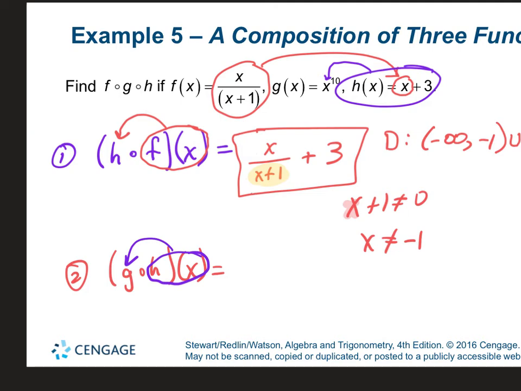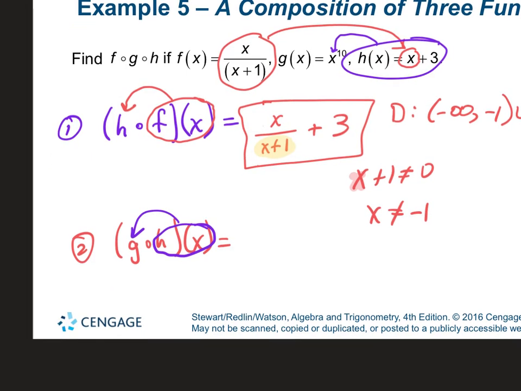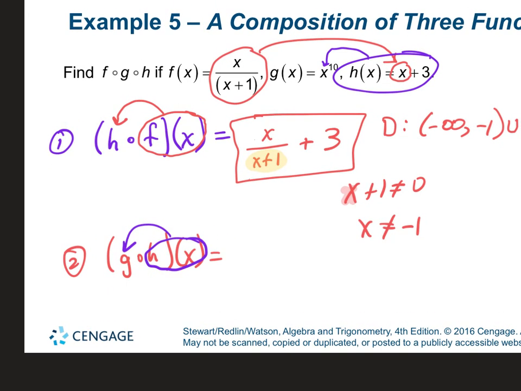Okay, so what would I do here? Take the h function, which is x plus 3. Everywhere I see an x in the g function, I'm going to write x plus 3. And then what's the rest of the g function? To the 10th power.